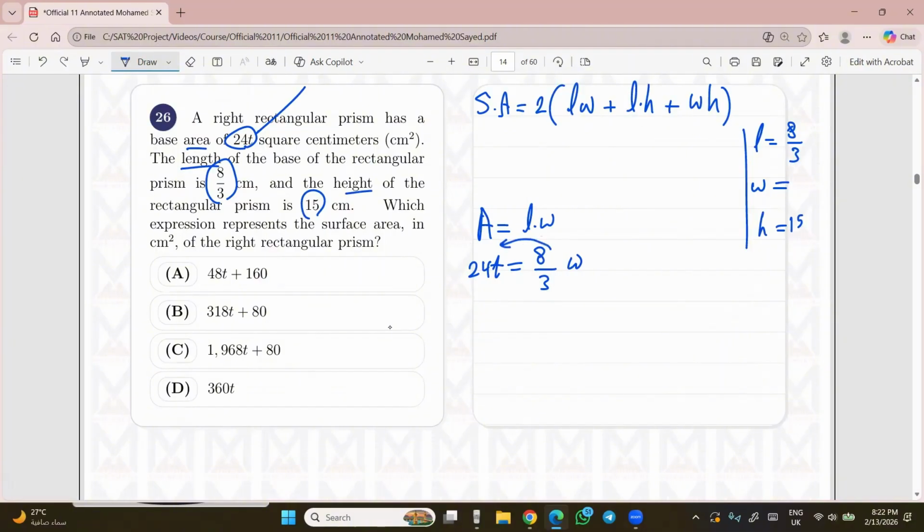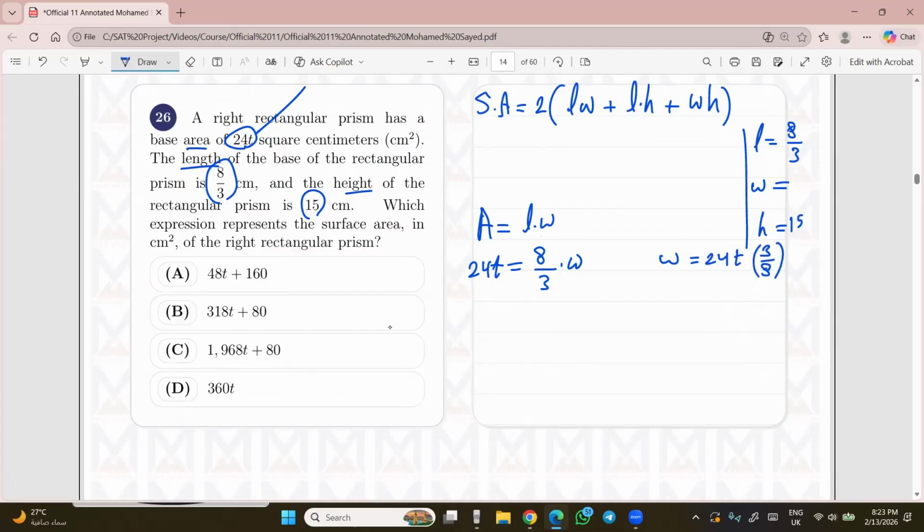How can we remove this number? We move it to the other side by flipping it, because it's already multiplied. We have to divide, but dividing by a fraction makes it reciprocal. Dividing by a fraction is the same as multiplying by the reciprocal of the fraction. This is the definition of division. When I say divide by 5, it's the same as multiply by 1 over 5. So W here is equal to 24t times 3 over 8.